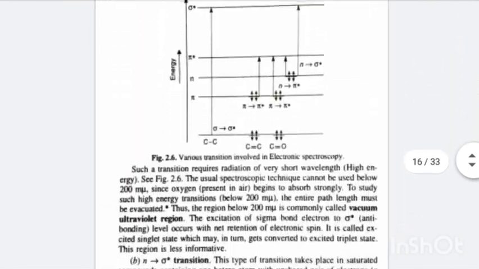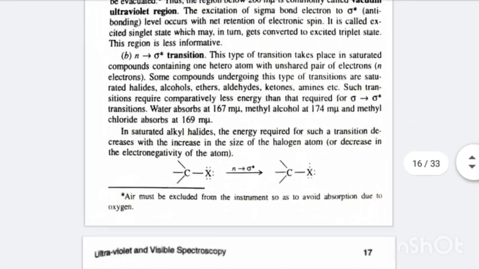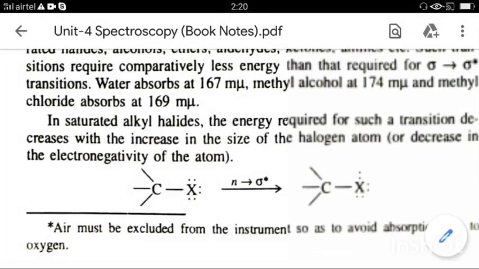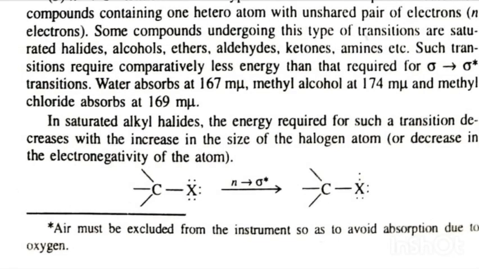The second type of transition is called n to sigma star transition. Here there is a single bond between the carbon and a heteroatom. The heteroatom, like nitrogen or oxygen, has a lone pair of electrons. Lone pair in the sense it is not bonded with any other atom, so it has non-bonded electrons. So though a sigma bond is there, the heteroatom, which is denoted as X, has non-bonded electrons.